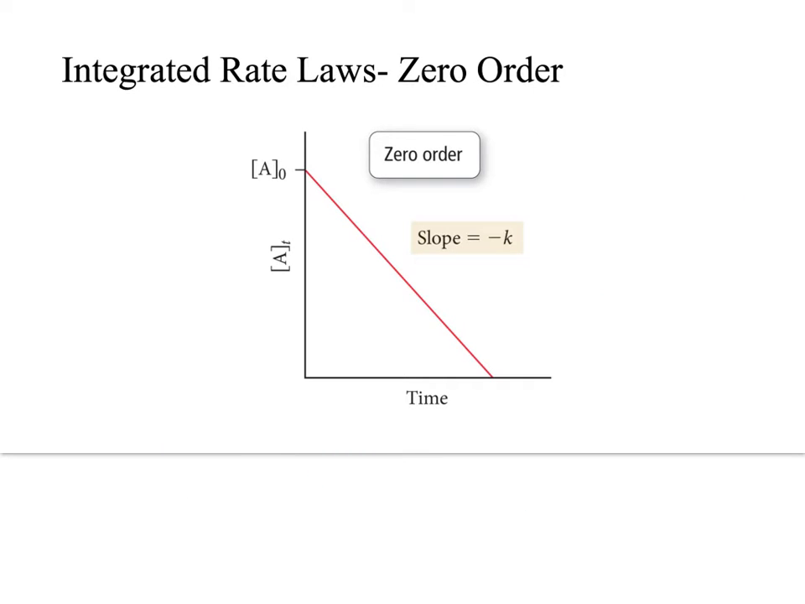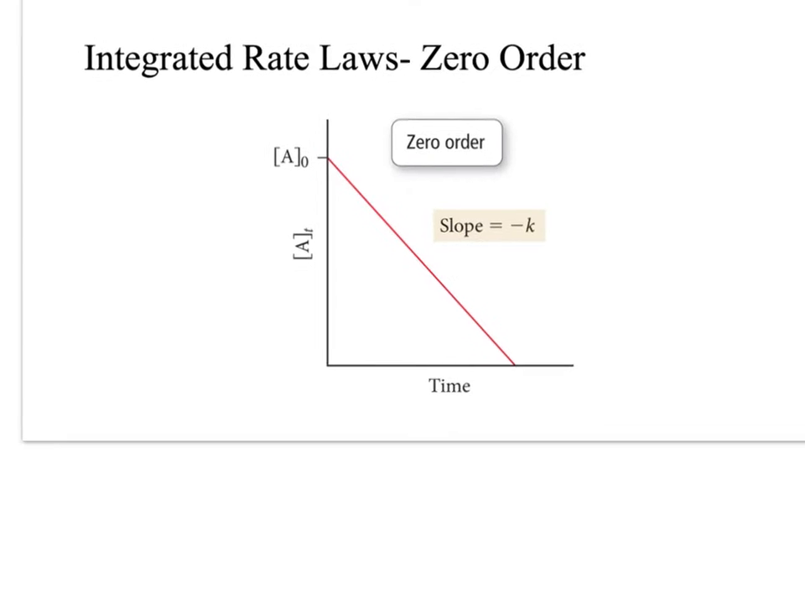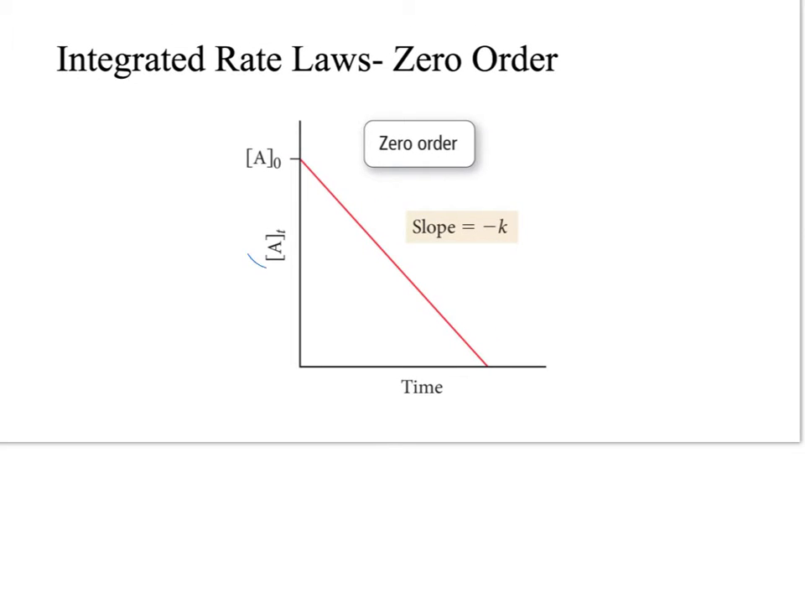Before we do any of the graphing, I want to first look at the 3 different plots and point out the features. This is the zero order plot, and in this case, we don't do any special data treatment to A. We just take the A concentrations on the y-axis and time on x. Notice that the slope is negative k, so that's our rate constant.